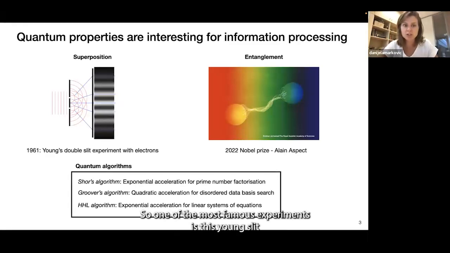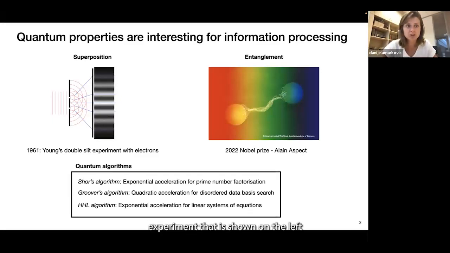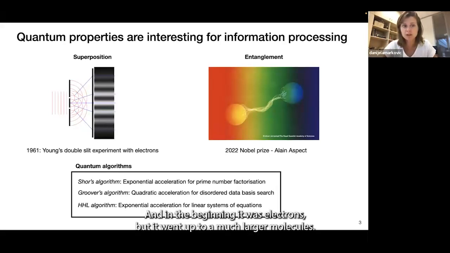So one of the most famous experiments is this Young slit experiment that is shown on the left, where we throw some particles, and there have been particles of different sizes. In the beginning, it was electrons, but it went up to much larger molecules. And we see that actually they don't behave as particles, they behave as waves. They are kind of diluted in space. So how do we see this?